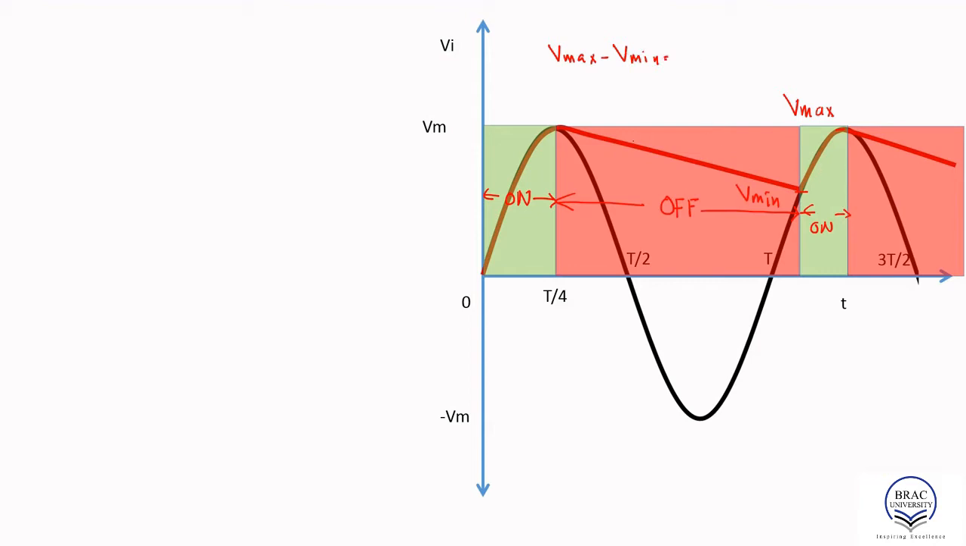So although we have managed to make the difference between maximum and minimum smaller with respect to the situation when there was no capacitor connected, still there is some difference. So this difference is called ripple voltage, VR. So ripple voltage.